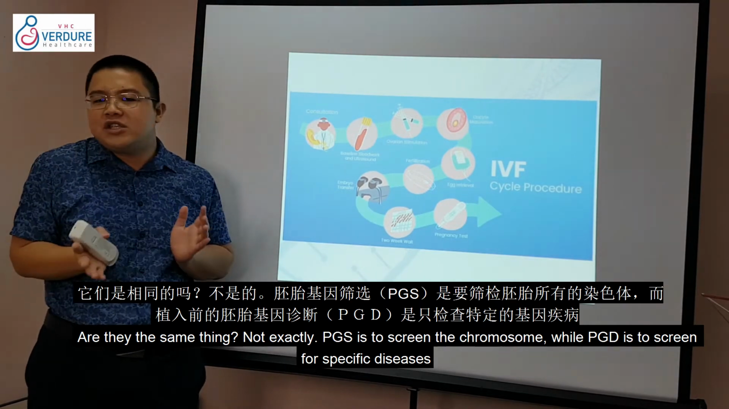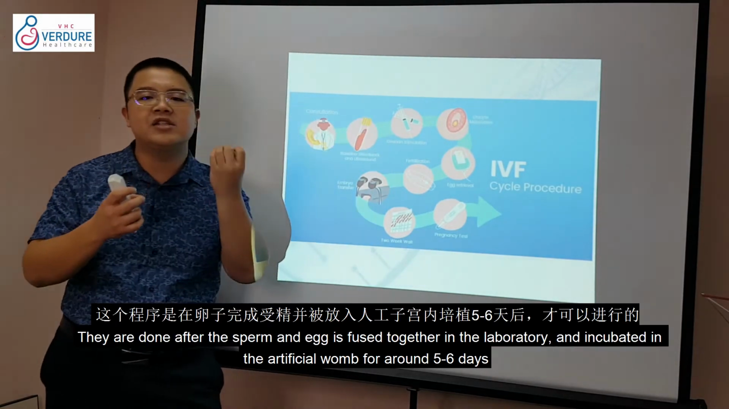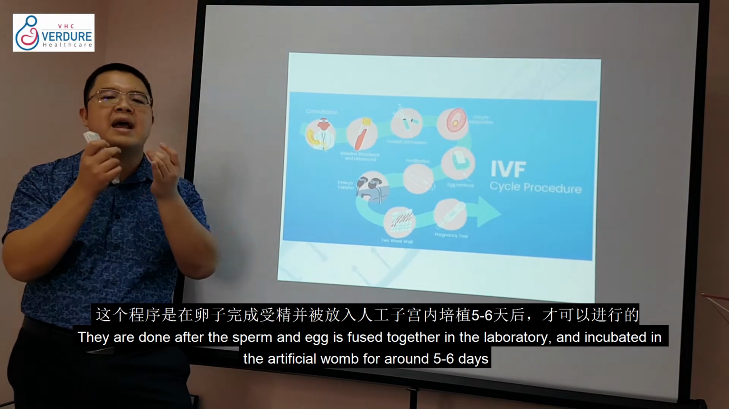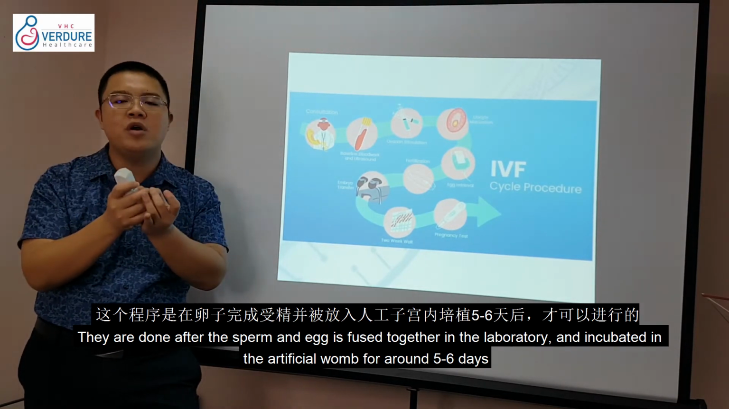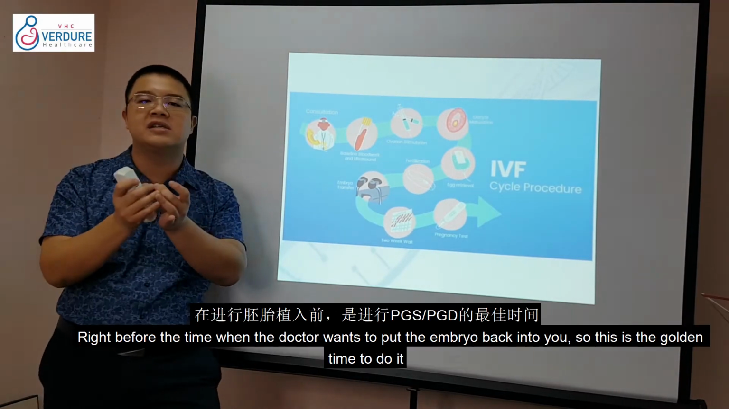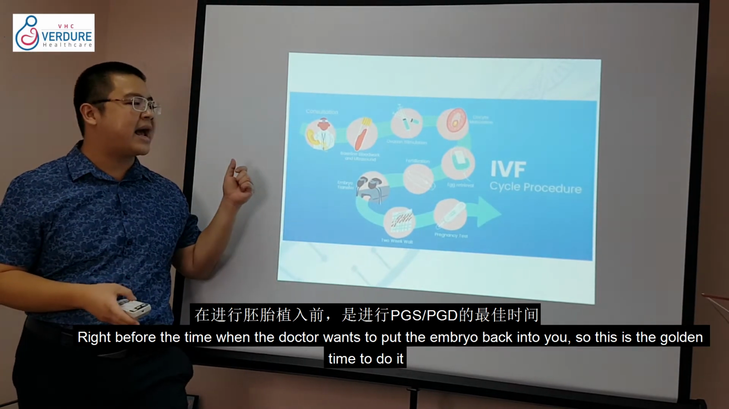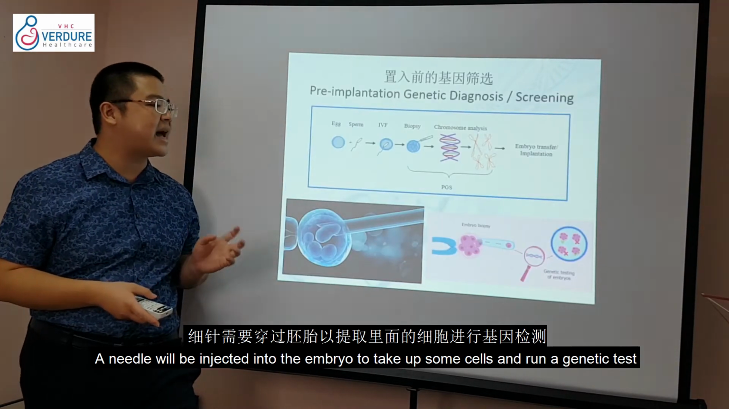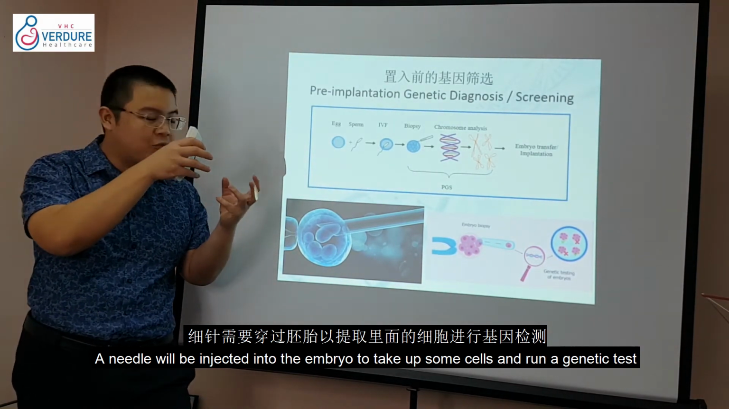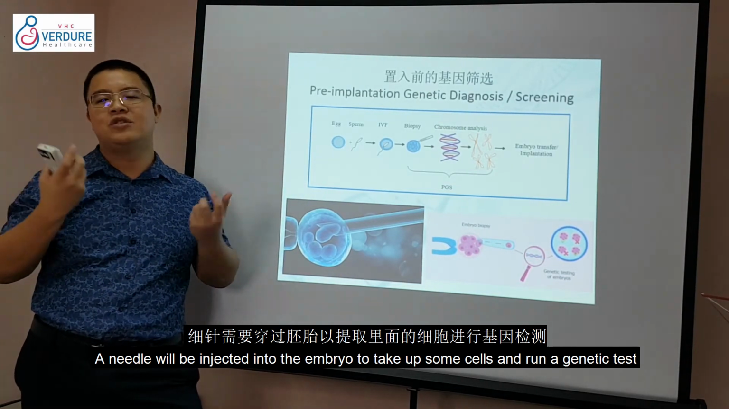But PGS or PGD, when are they done? They are done after the sperm and the egg have been fused together in the IVF laboratory and incubated in the artificial womb for around 5 to 6 days. So, right before the doctors put this embryo back into you. This is the golden time to do it. And because of its nature, there will be a needle going inside the embryo to take a piece of it off to do the testing.